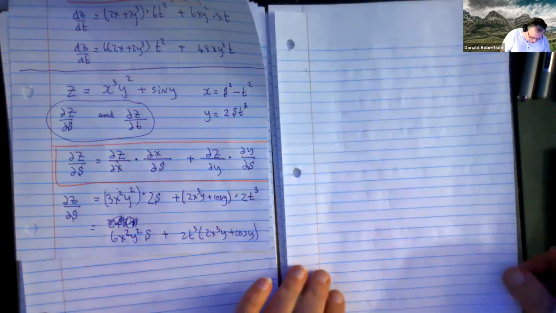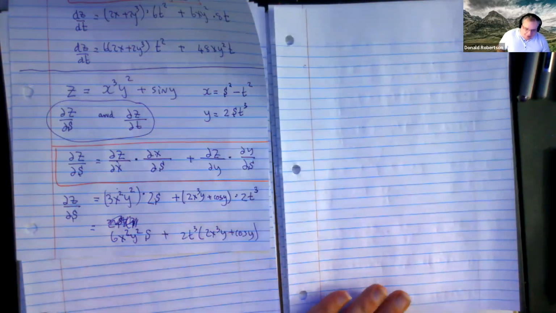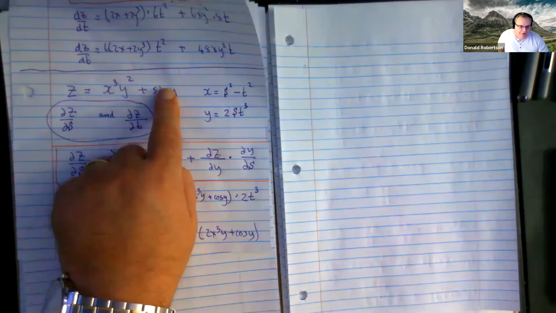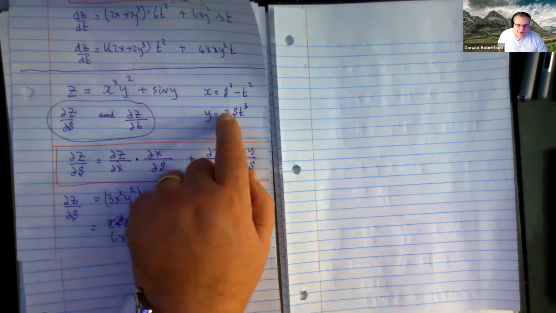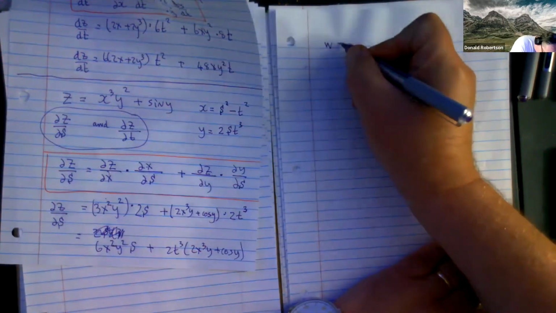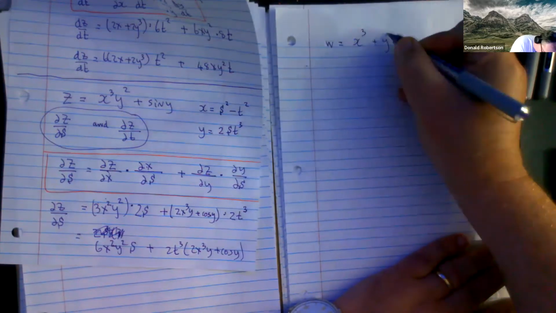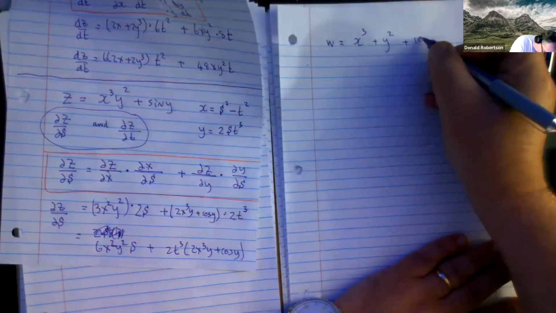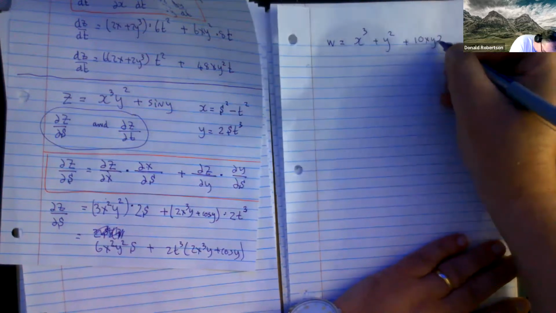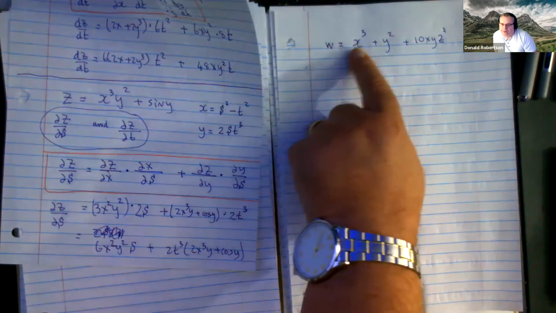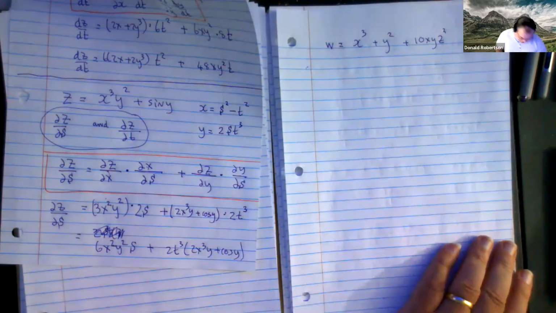Now I'm going to give you the next level up. This one was 2 variables for z, and each of those 2 variables had 2 pieces. Here's my next guy. W, x cubed plus y squared plus 10 xy z squared. So w is a function of 3 variables, x, y, and z.